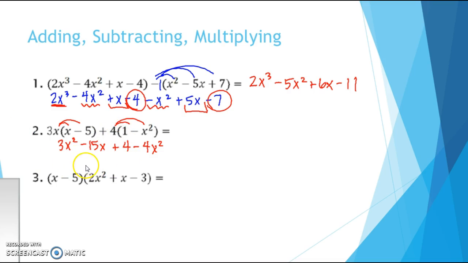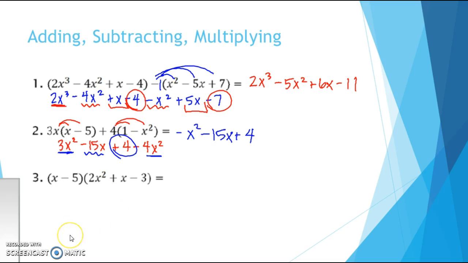Then I'm going to combine my like terms, starting with the highest exponent. So I've got 3x squared and negative 4x squared, which is going to give me a negative x squared. And then negative 15x is by itself, and then the positive 4 is by itself.